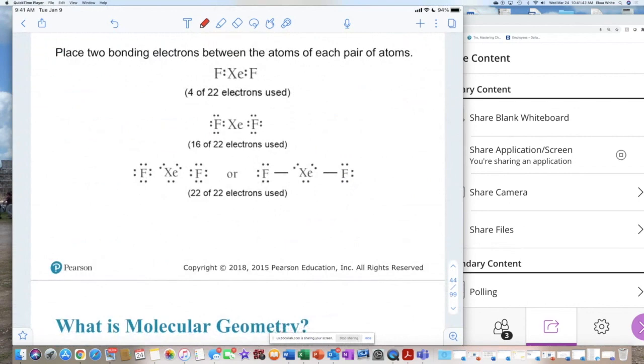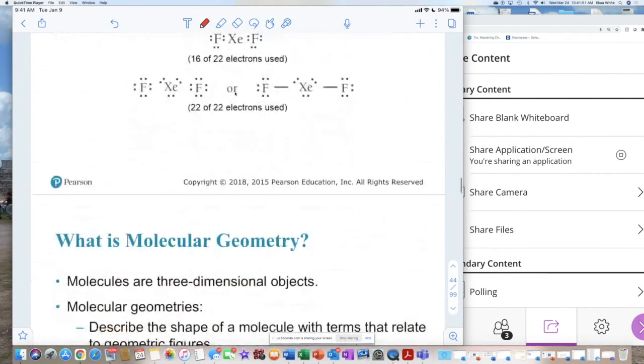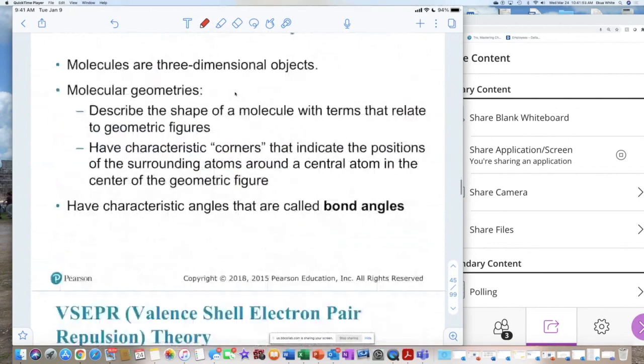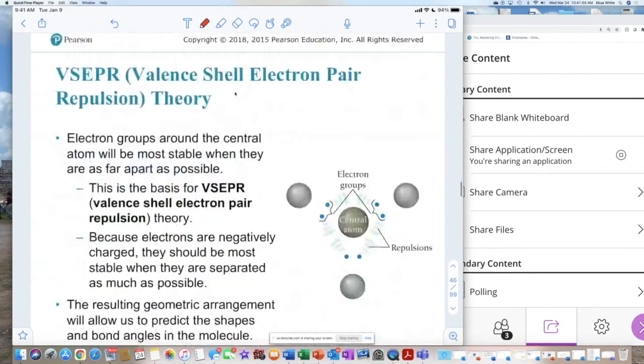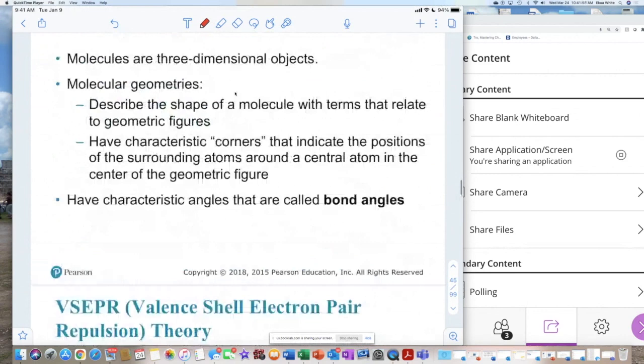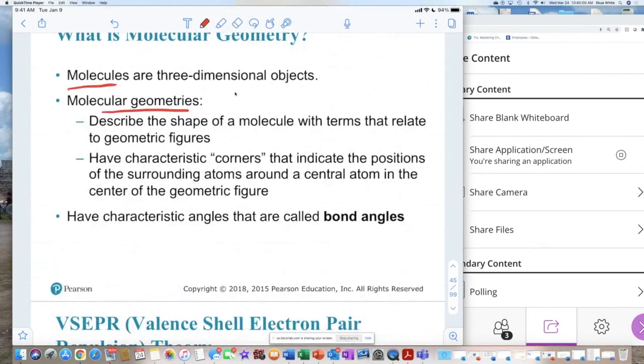Right. So when you follow the rules, which is why the rules are very important, it plays itself out. You can see right here, xenon has more than 8 electrons. Oh, molecular geometry. Okay, so once we've done all this stuff, now we're going to molecular geometry, like it states right here.